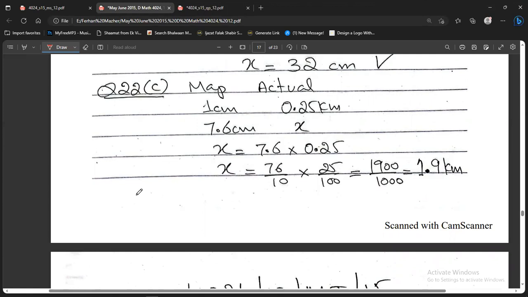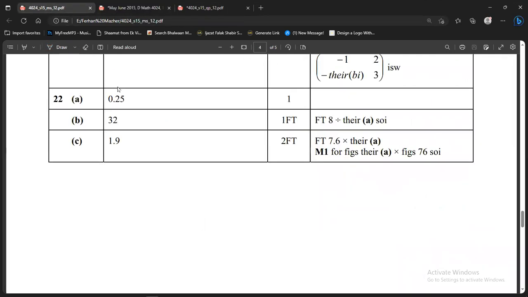So x will be equal to 7.6 multiplied by 0.25, that is 76 divided by 10, multiply 25 divided by 100, that is 1900 divided by 1000, and that is 1.9 kilometer. 1.9 kilometer is the right answer, sir.